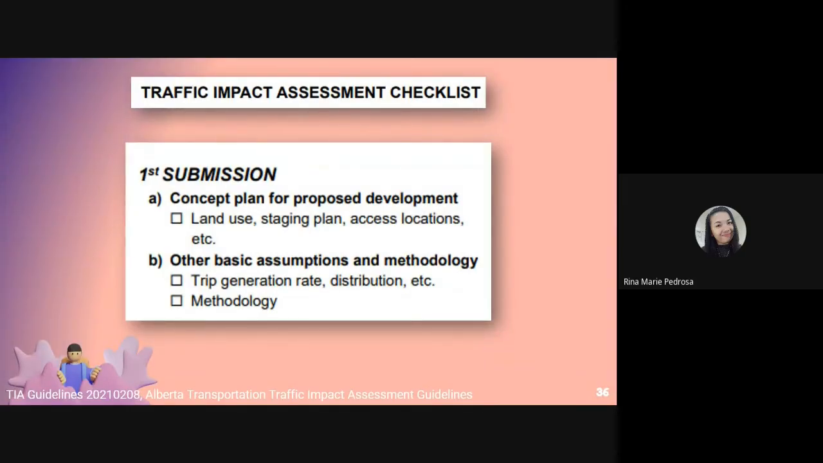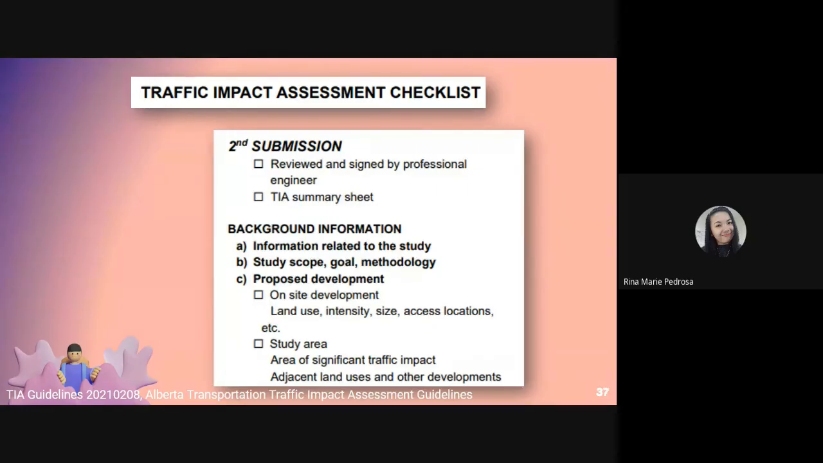So that includes the land use, staging plan, access locations, etc. On the other basic assumptions and methodologies, that is the trip generation rate, distribution, etc. For your traffic surveys, and then your methodology. Then for the second submission, there's a lot that will be asked.